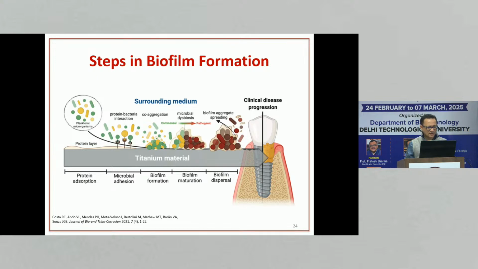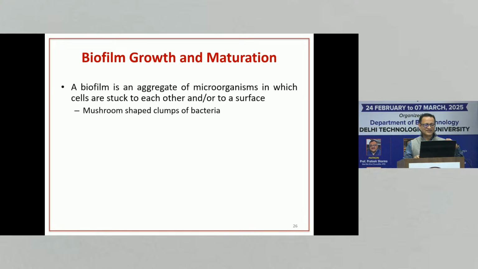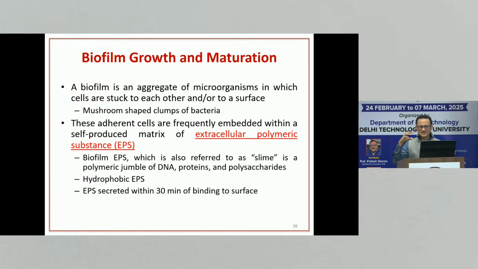Okay, mushroom shaped clumps of bacteria. These have extracellular polymeric substance, or EPS, protecting them. We talked a little bit about it. Slime, it has DNA, proteins, polysaccharides, all in that biofilm. And EPS is secreted within 30 minutes of binding to the surface. So bacteria start working very fast.